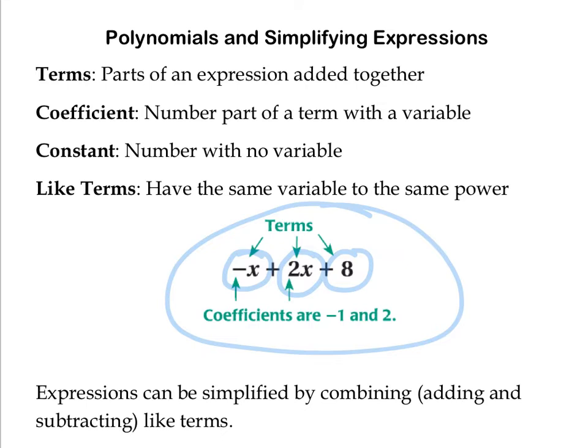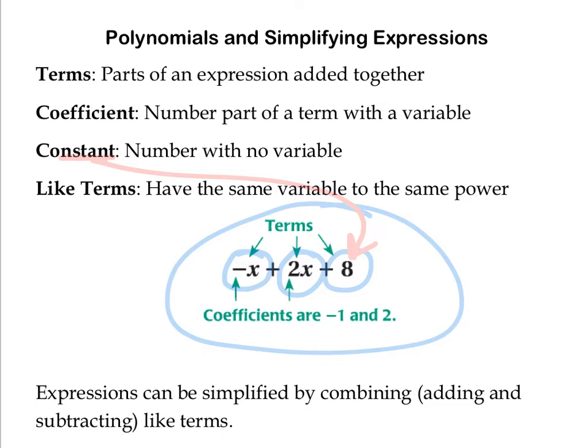Coefficient is the number part of a term with a variable. So when we write a number in front of a variable, the big name for that is coefficient. We can see that there's 2 coefficients there. In negative x, there's a negative 1. We don't have to write the 1, but negative 1 is a coefficient, and so is 2 in the 2x. Constants are numbers with no variables. So a constant that we see here would be 8. That's a constant. It's never going to change. It doesn't vary at all. It's always 8.